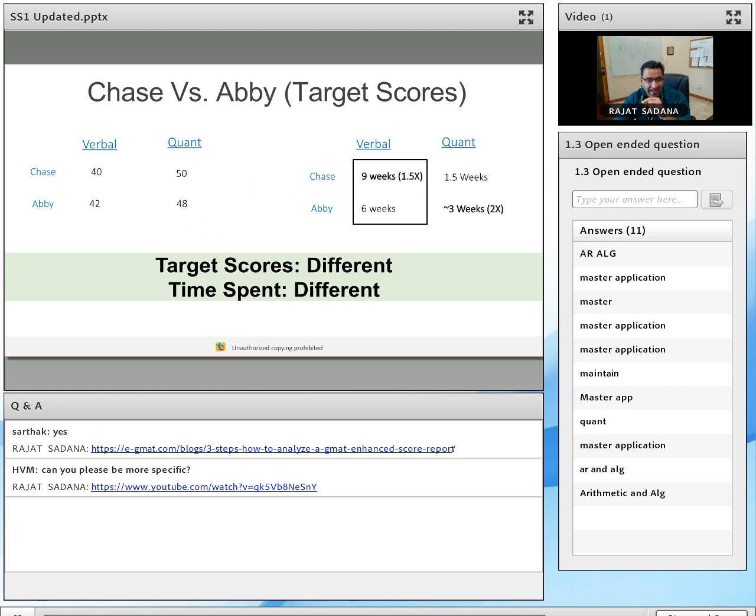Okay. Abby is spending twice as much time, which is actually probably counterintuitive to you if you look at Abby once again over here. Abby is spending twice as much time on verbal than on quant. Why? Because her score is verbal driven. She's spending 6 weeks on verbal, she's spending 3 weeks on quant. She doesn't need to ace GMAT quant. Okay.